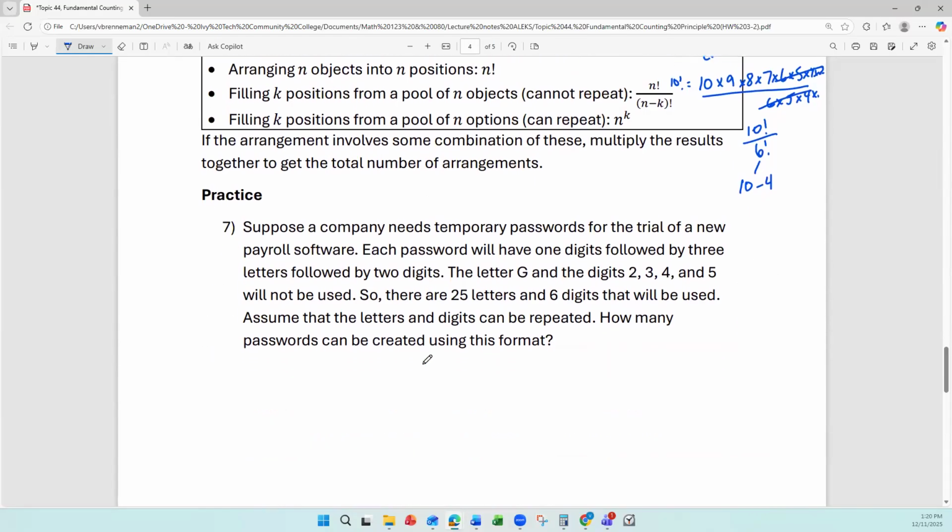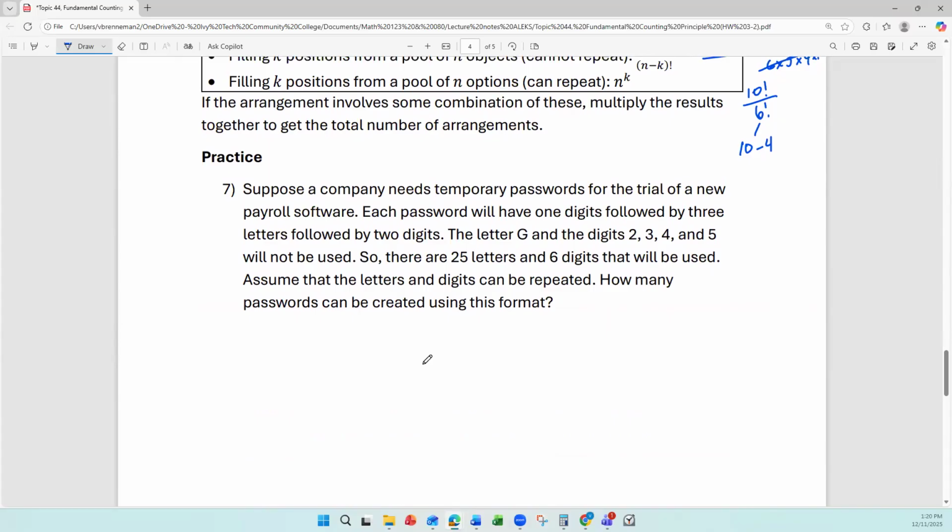So number 7, we have temporary passwords. So key information you need from this is the pattern. So I'm going to write this with L for letter, D for digit. So this is 1 digit, followed by 3 letters, followed by 2 digits. Now, we don't really care about which letters and digits can't be used, but we do need to know how many letters and how many digits are available. And then we need to know they can be repeated.